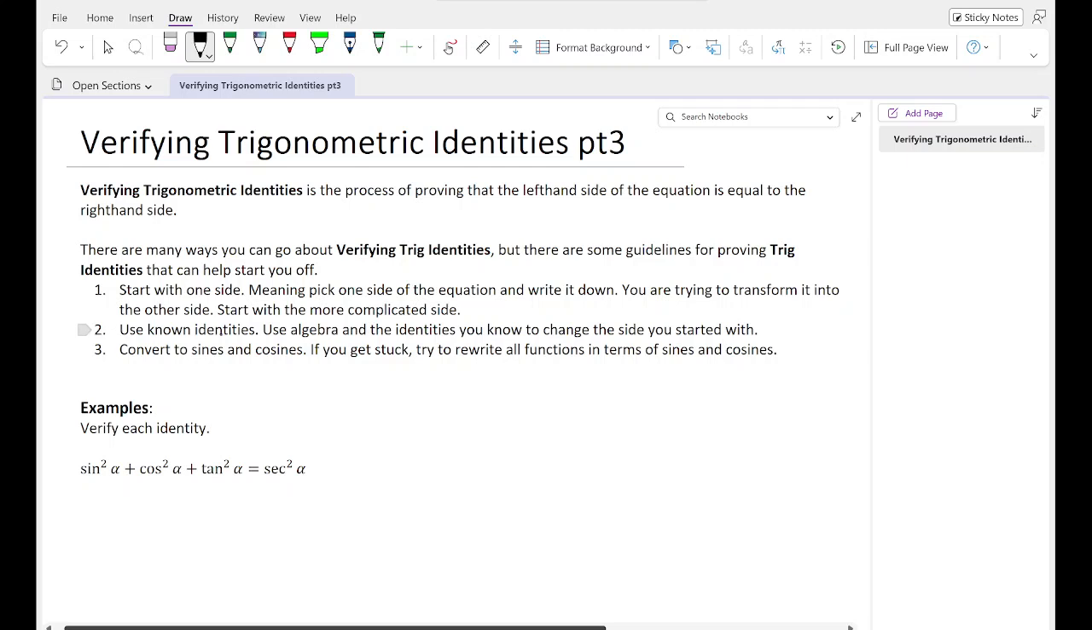Second, use known identities. Use algebra and the identities you know to change the side you are starting with, and then you want to make it look like the other. Use algebraic or trigonometric manipulations to do that.